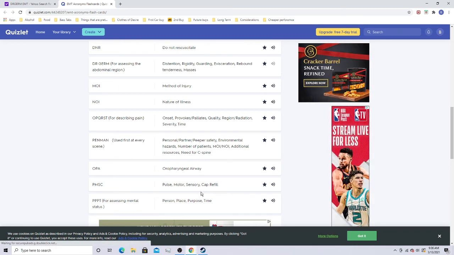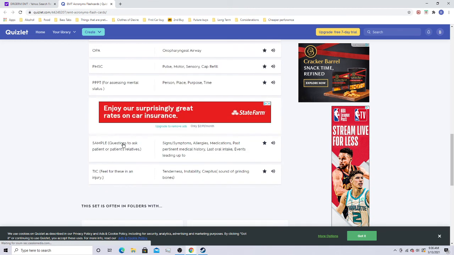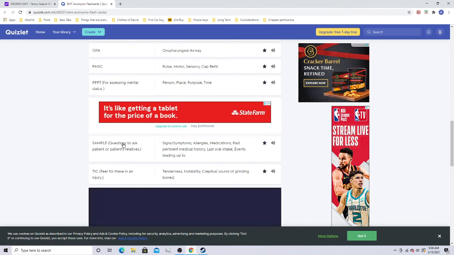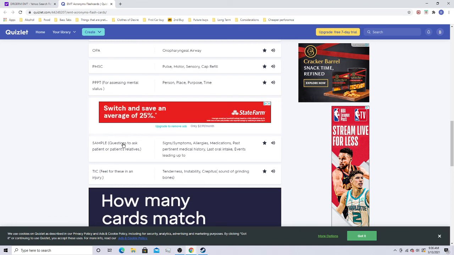CSM, that's circulation, sensory, motor. That's something you probably should have hopefully learned by now. OPQRST is not that hard. SAMPLE is what I'd suggest, or HAM, which is history, allergy, meds.